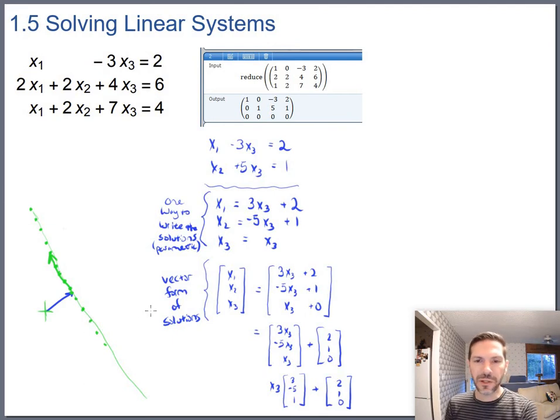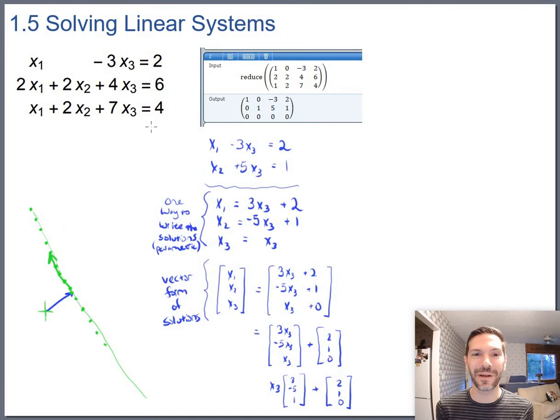Okay, let's just compare this before we finish. Compare this to the related homogeneous system. So pretend instead of equaling 2, 6, 4, that the system equaled 0, 0, 0. First question, how many solutions is the homogeneous system going to have? Hopefully from the last video you remember that if the non-homogeneous system has infinitely many solutions, so will the homogeneous.